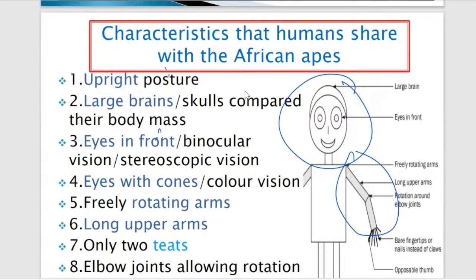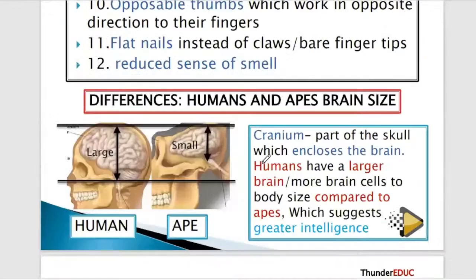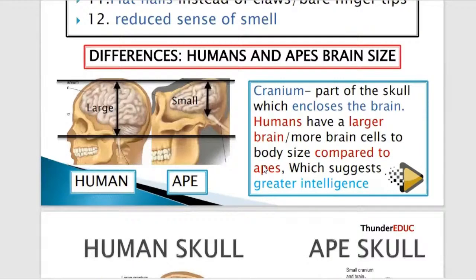When you talk about the head, you talk about the head. Look at your head and then say large cranium or large brain, eyes in front. So you look at your head and then you describe exactly what you have. Then you get the marks. It's not a big deal there.